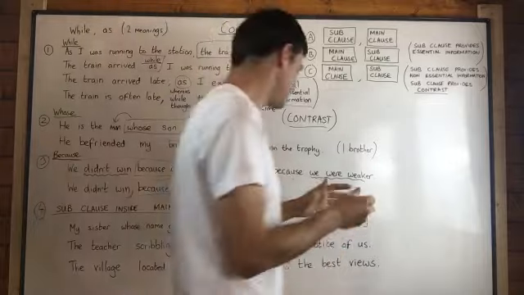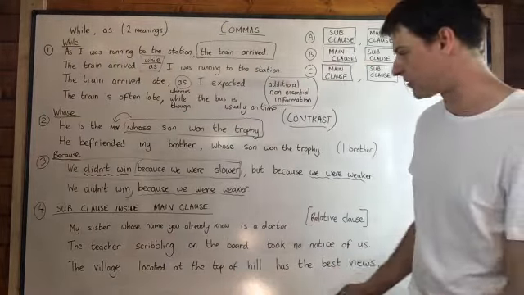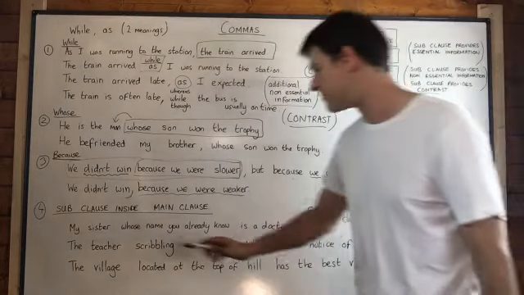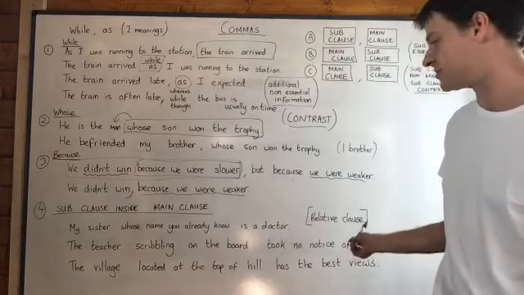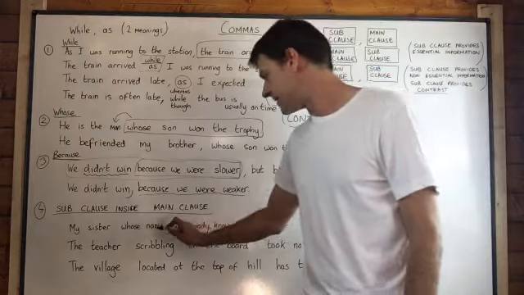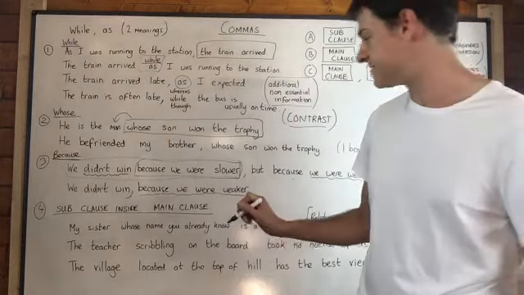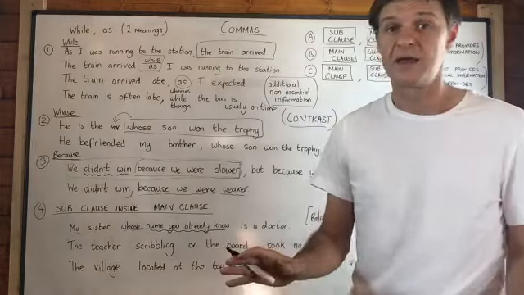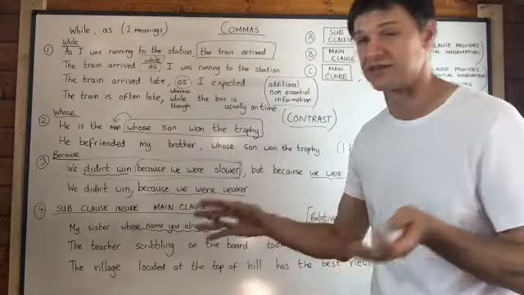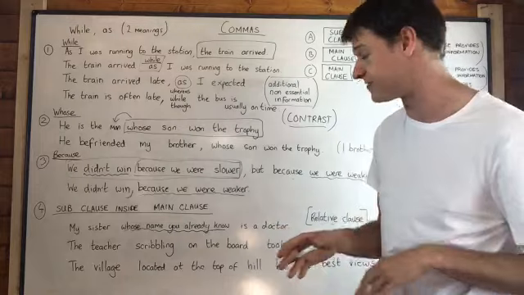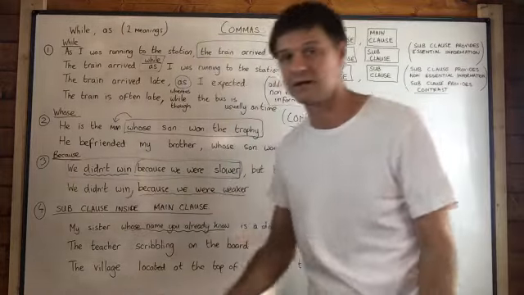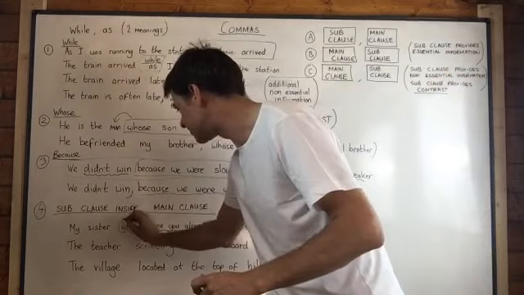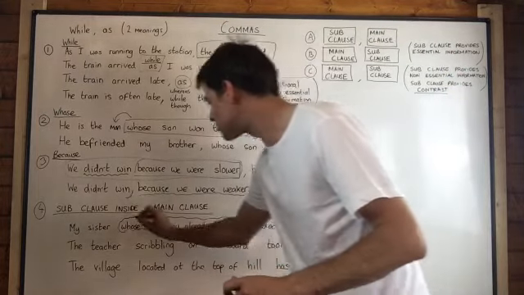And so what happens when we put the subordinate clause inside the main clause? Well, the first example I've got is a relative clause. My sister, whose name you already know, is a doctor. Now, this means if we don't have a comma, this part here is defining which sister. So I must have 2 sisters, at least, maybe 3, maybe 5. If I don't use a comma, I must have more than one, because this part here is defining which sister.